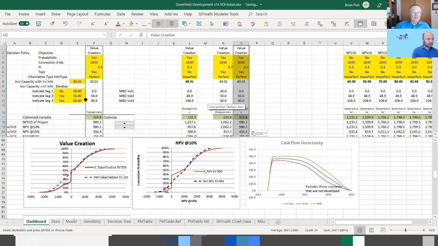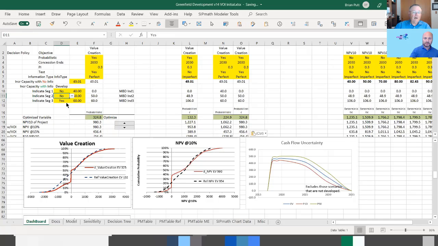So now, it makes sense that we wouldn't develop the low resource, but you might want to ask the question, well, what if we did, maybe we shouldn't develop the mid one either, so we could just do that. 144, that doesn't make any sense. I don't think we even need to store that one. That doesn't make any sense to me. So we'll put that back to yes. And you'll notice that once again, SIPMath, the way it's structured, because it has random variables that are unique to every uncertainty, you always come back to the same answer. So once again, I'm back there to the 324.8.